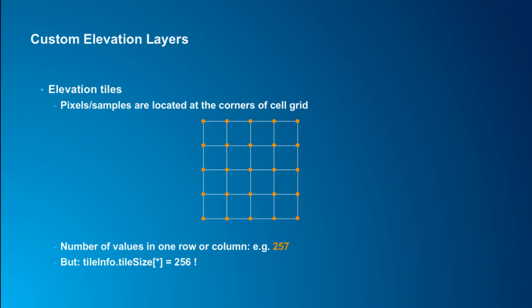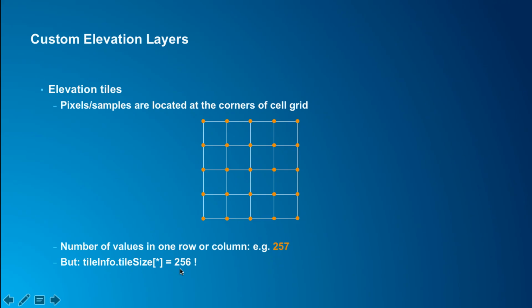And this means that if you have 256 cells, you actually need to return 257 values, because the simple example here is that if you have 4 cells, then there's actually 5 corners in one dimension. And so you need to make sure that you compute the elevation values for the right locations, the grid corners and not the centers, and you need to make sure that you return 257 by 257 values instead of 256 by 256.